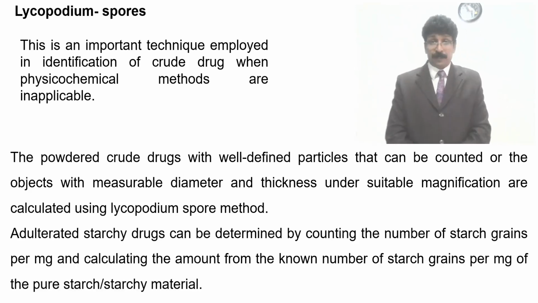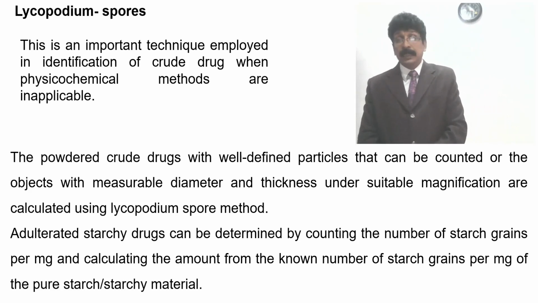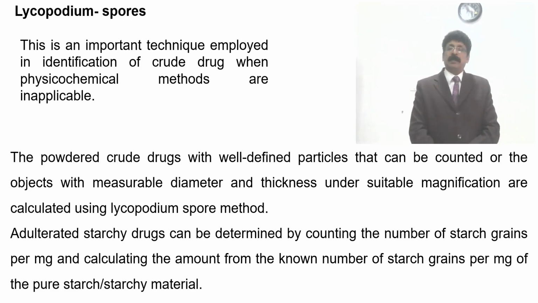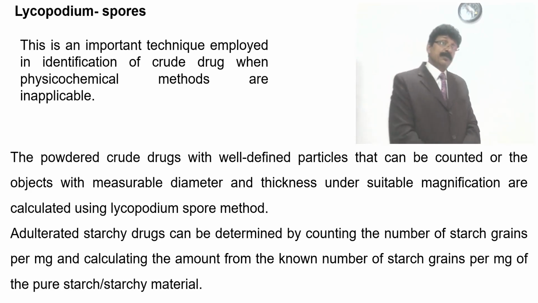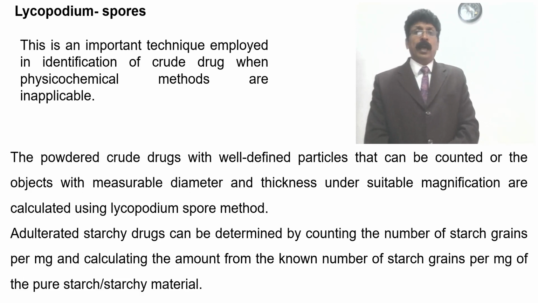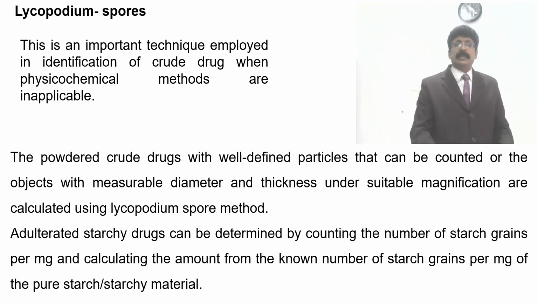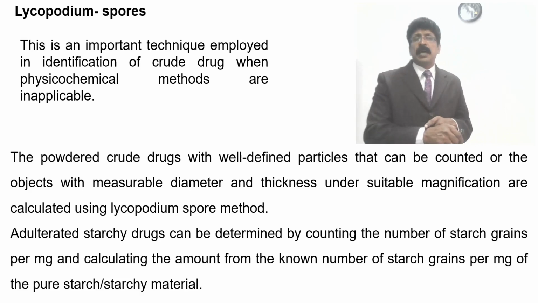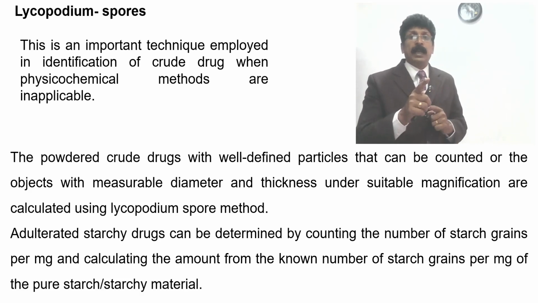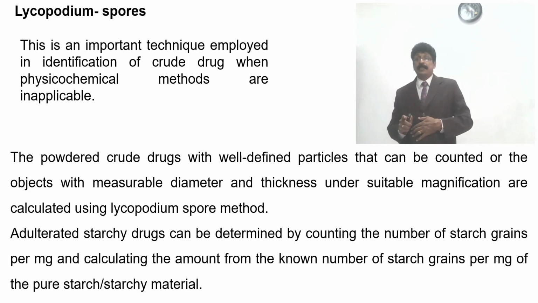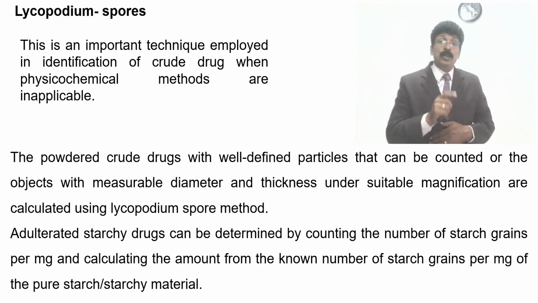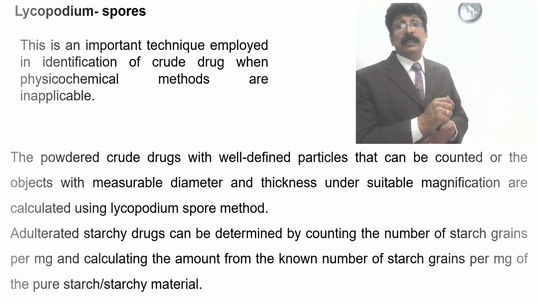So not only starch, other organic matters and even impurities can also be identified by means of the specification given by the standard guidance books. Adulterated starchy drugs can be determined by counting the number of starch grains per milligram and calculating the amount, by comparing with the known number of starch grains per milligram of pure starchy material.